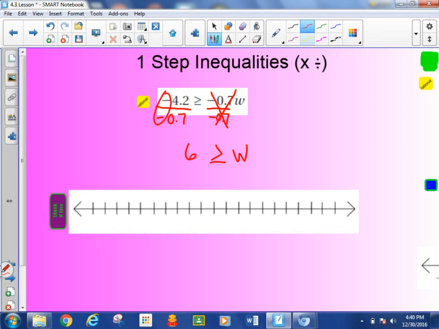So 6 is my number that I'm graphing on. And it's going to be a filled in circle. And 6 is the bigger number, so w is smaller. It's going to fold this way.